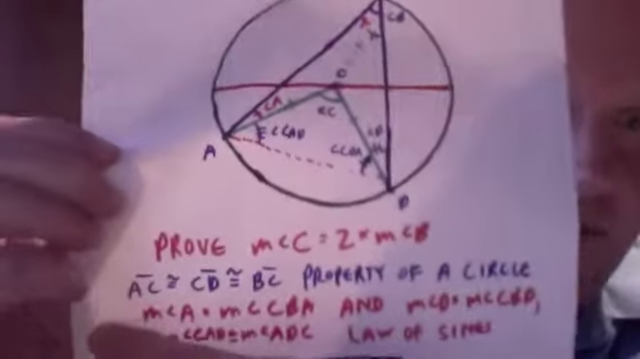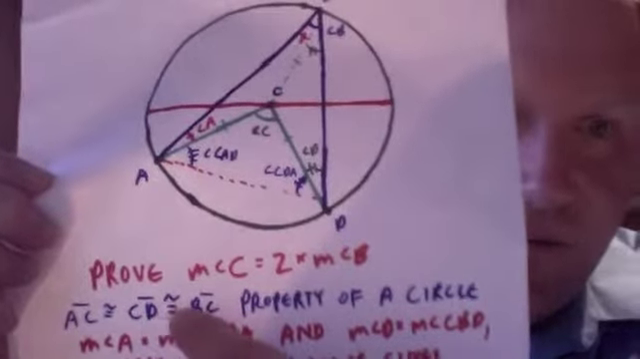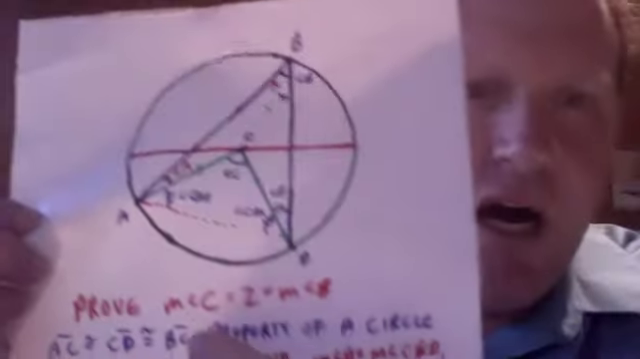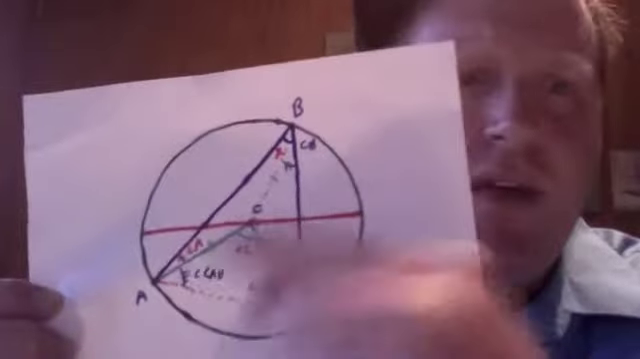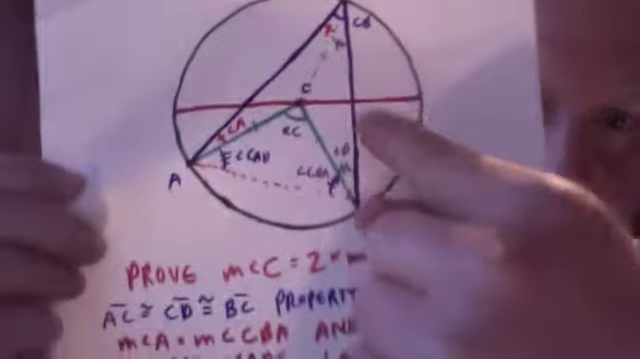Some ground rules, some givens. Okay, first of all, given line segment AC is congruent to line segment CD is congruent to line segment BC. Well, really, that's derived from the property of a circle. So, again, these are radii of the circle, and so they are going to be congruent.